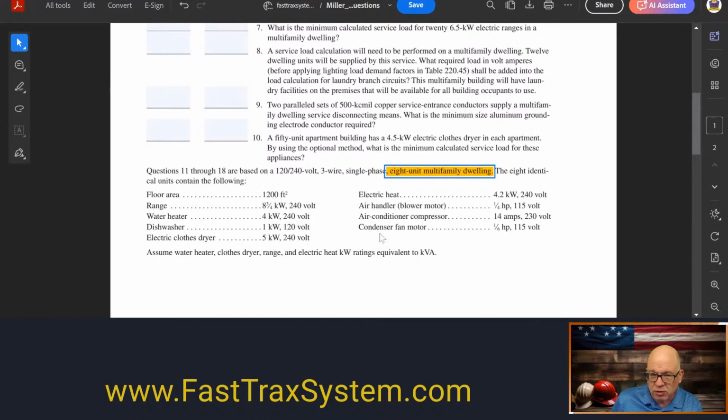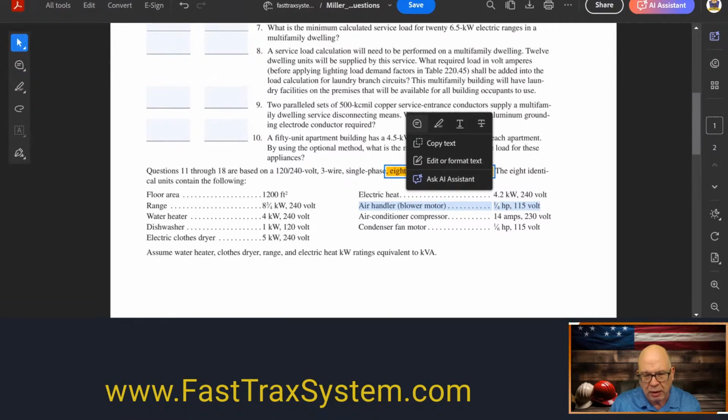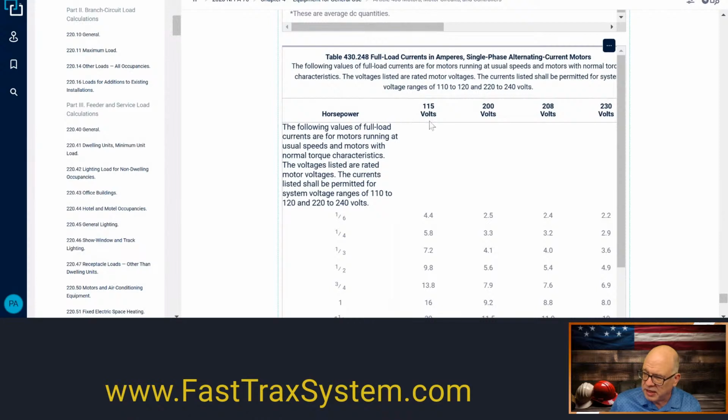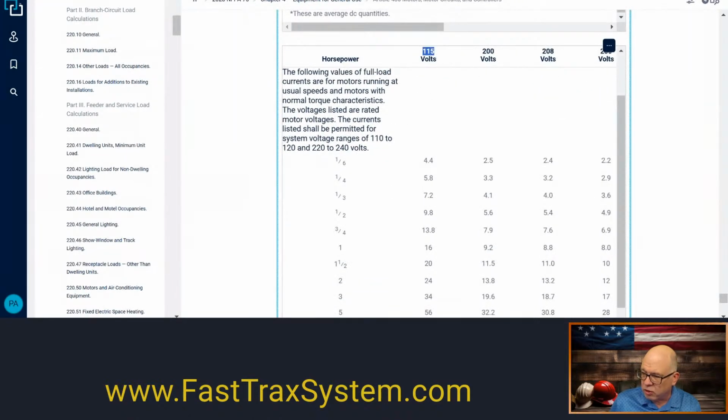The first thing that you and I both would look at is the air handler. This air handler is 1/4 horsepower at 115 volts. Absolutely going to use the 115 volts. But we need to find out what the current is for this motor. So that's going to take us back to here in the NEC, and we're in single phase. So it's 115, and we're looking at 1/4 horsepower. It's 5.8 amps. So write that down, 5.8 amps.